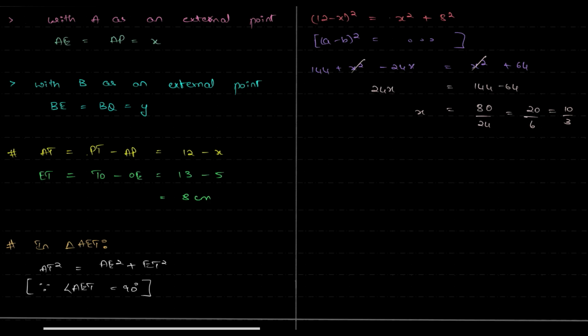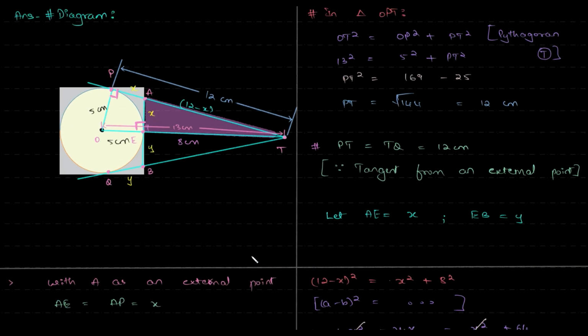So now we have at the other end, what do we have? Similarly, we can prove y to be equal to 10 by 3. And therefore, AB, I guess, is combination of x plus y, which is 2 times 10 by 3, which is 20 by 3 centimeter. That's it. That would be your length of AB.